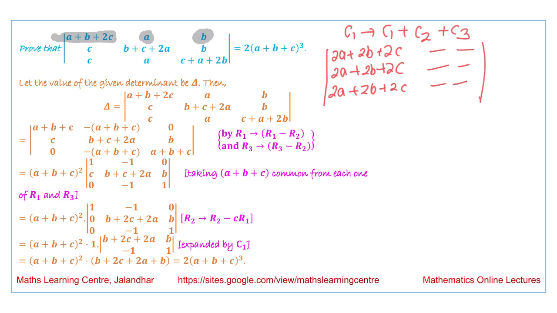Now we take 2 times a plus b plus c common. We are talking about these values. We have taken these values common.